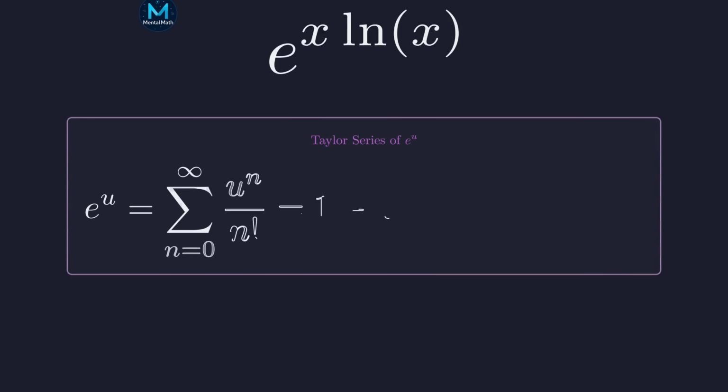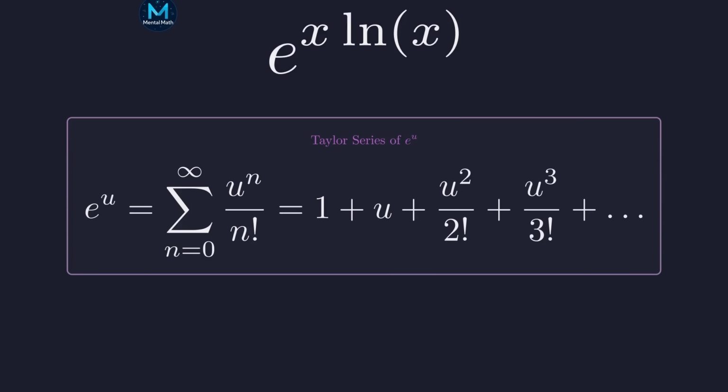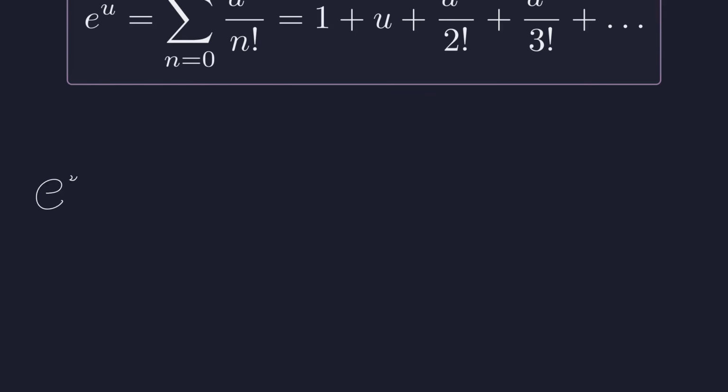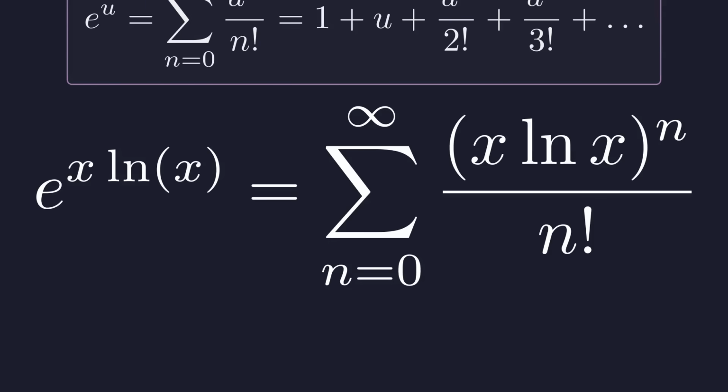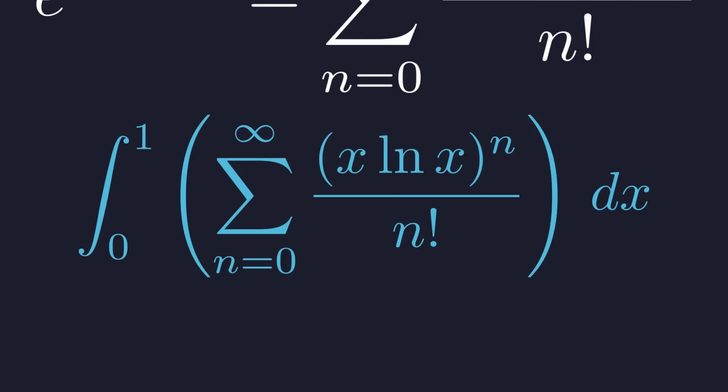We can express the exponential function as an infinite sum, known as its Taylor series. This series is e to the u equals the sum from n equals 0 to infinity of u to the n over n factorial. By substituting u with x times the natural log of x, we can represent our integrand as an infinite series. Now we can substitute this series back into our original integral.